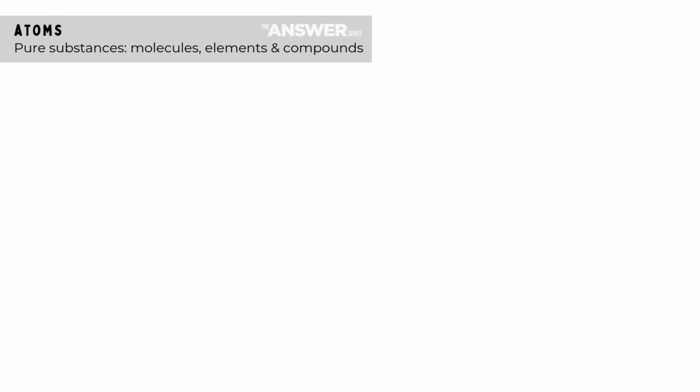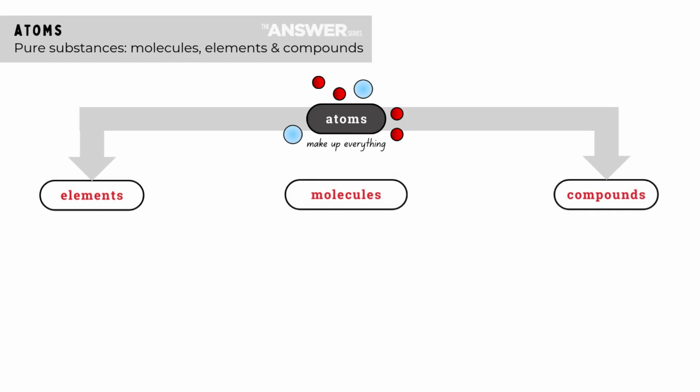So let's summarize what we learned. Atoms make up everything, all the matter around us. So that means that elements, molecules, and compounds all consist of atoms. The only difference between them is the composition of their atoms. All elements only have one kind of atom. Compounds consist of 2 or more different atoms, atoms from different elements that have chemically bonded together. Molecules connect these two because molecules can form elements or compounds.